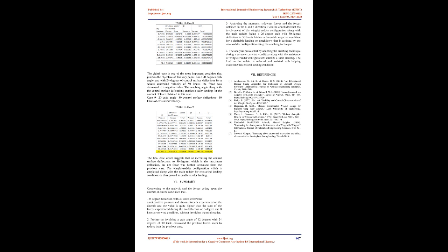3. Analyzing the moments, sideways forces, and the forces obtained in the X and Z direction, it can be concluded that the involvement of the winglet-rudder configuration along with the main rudder, facing a 20-degree crab with 30-degree deflection in 50 knots, fetches a favorable negative condition for a desirable landing or touchdown that is assisted by the mini-rudder configuration using the crabbing technique. 4. The analysis proves that adopting the crabbing technique during a severe crosswind condition along with the assistance of winglet-rudder configuration enables a safer landing. The load on the rudder is reduced and assisted with helping overcome this critical landing condition.